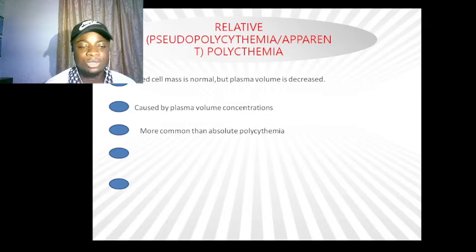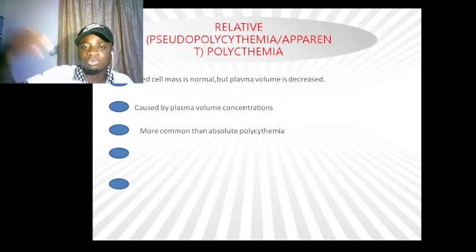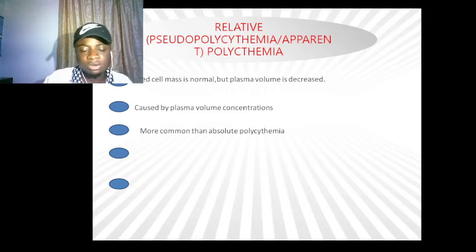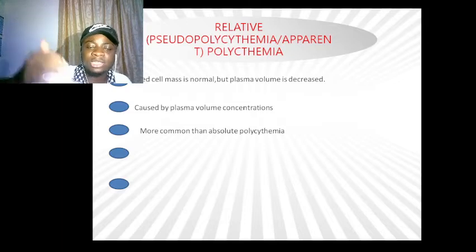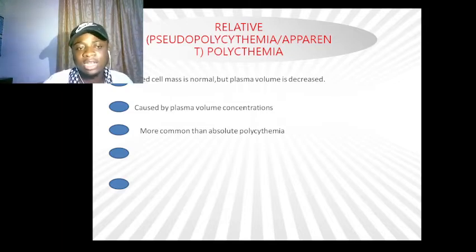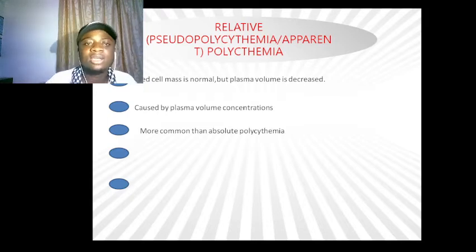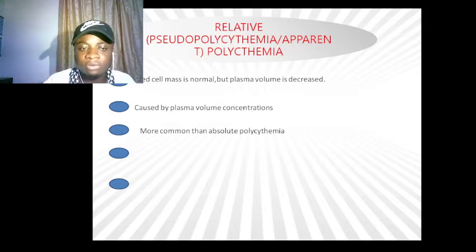So most of the times in the lab, when you centrifuge your sample, you see that the red cell mass is normal but your plasma volume will be less. Sometimes too there can be cases where the red cell mass will be high but the plasma volume will be normal. In that case, you talk about the absolute, and then relative, but always remember that the relative occurs more often as compared to the absolute. Very important.